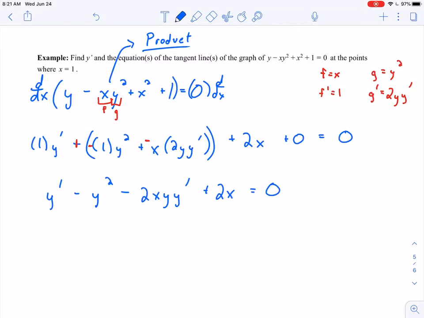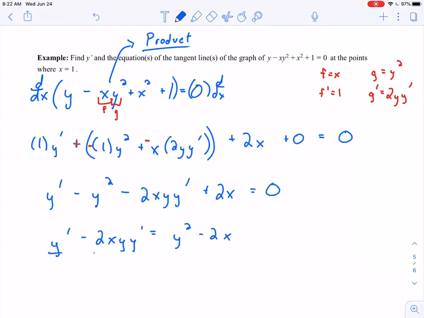So it looks like there's a lot happening here. But remember what we're trying to do. We're trying to solve for y prime. So what I'm going to do is leave the two y prime terms on the left-hand side of my equation. I'm going to take the two terms that do not have a y prime and move those over to the right-hand side of the equation. So I should have y prime minus 2xy, y prime is equal to y squared minus 2x.